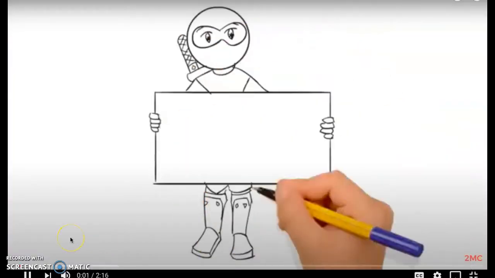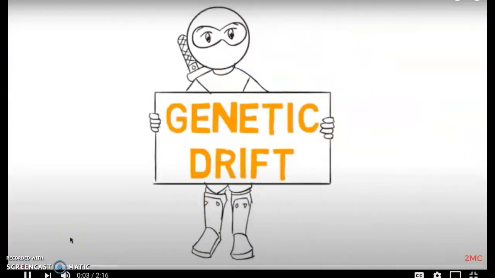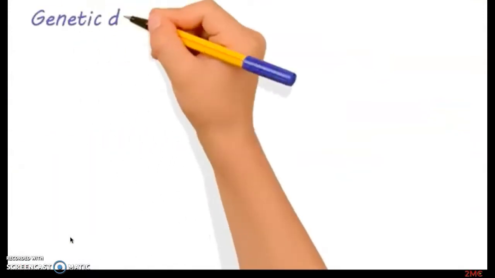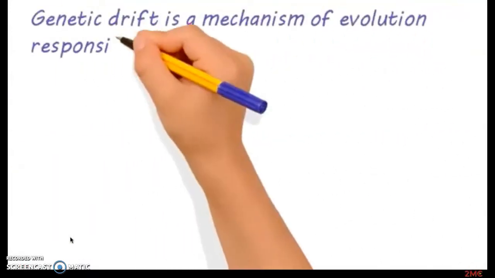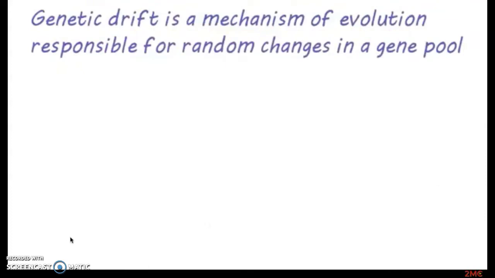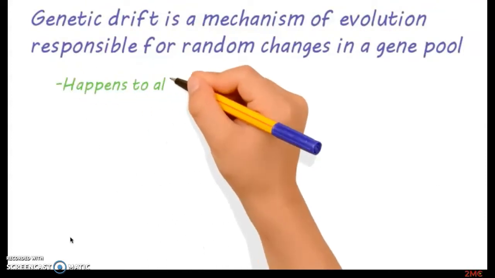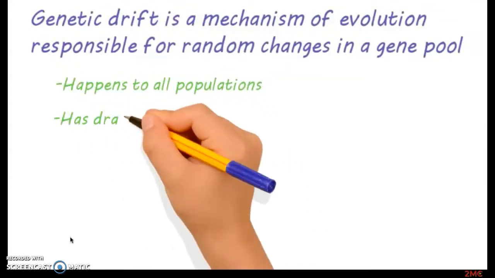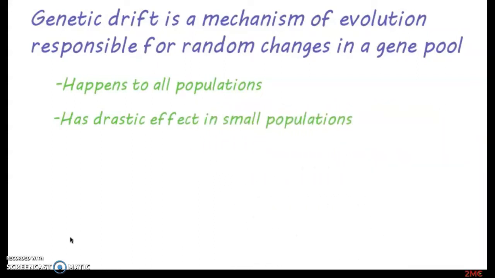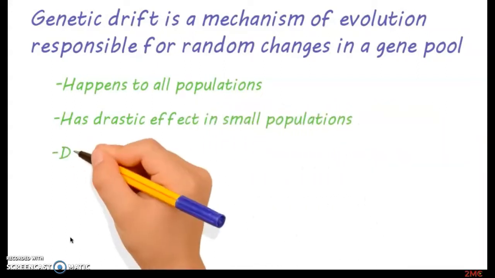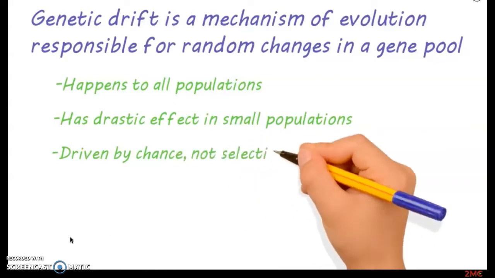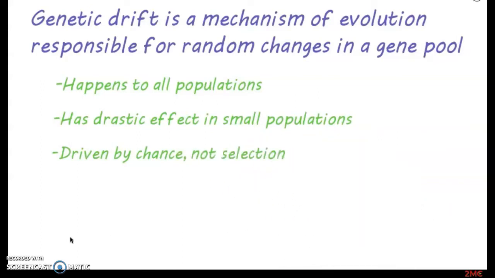Thanks for stopping by. Today we're going to talk about genetic drift. So genetic drift is a mechanism of evolution that's responsible for random changes in a gene pool. It happens to all populations, but it has a much more visible and drastic effect in small populations. It's driven by chance and not selection, so evolutionary fitness doesn't matter here. It's all random. Natural selection doesn't come into play when we're looking at genetic drift.